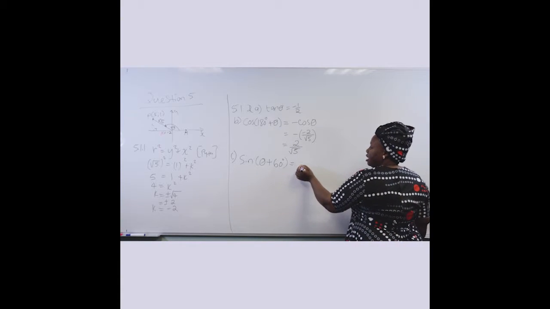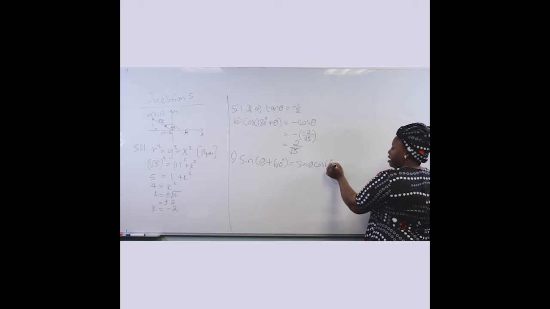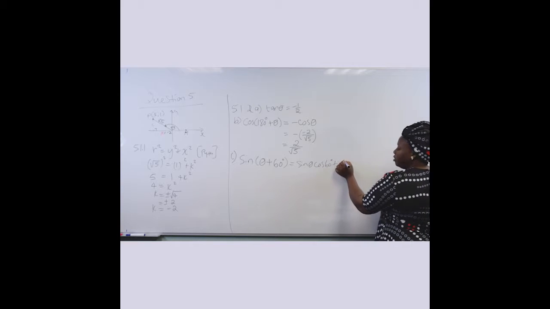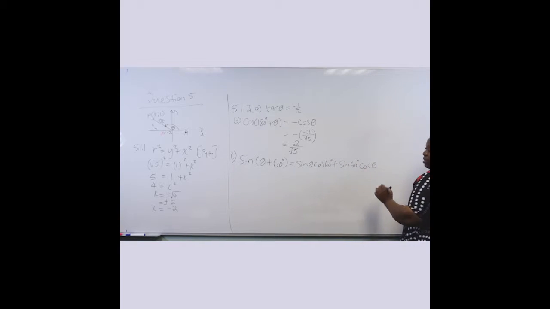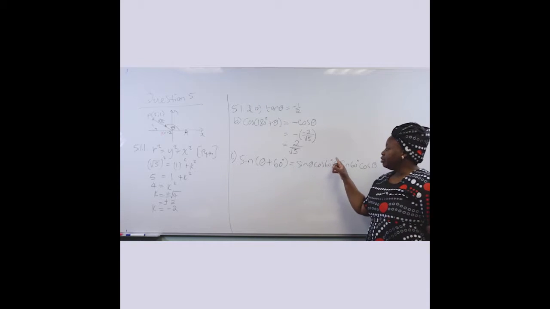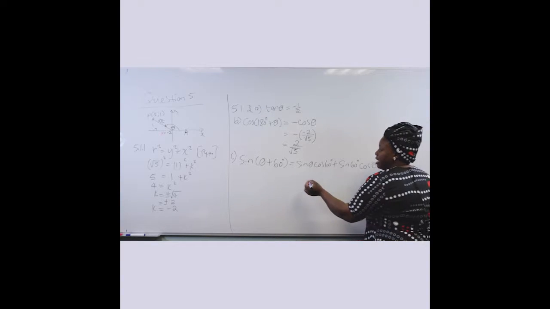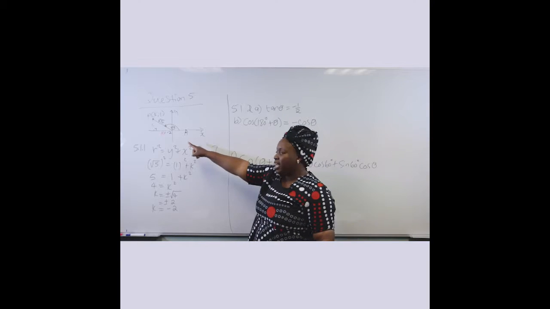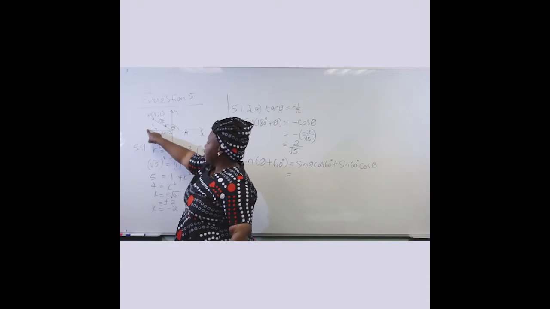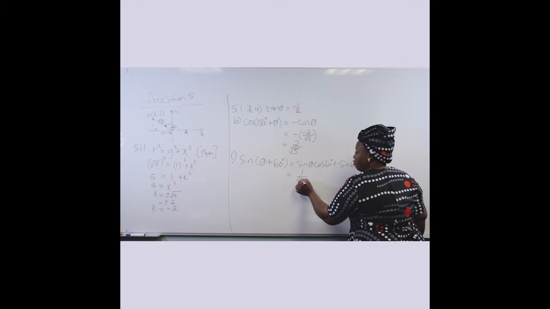So this is going to be sine theta cos 60 plus sine 60 cos theta. That is your expansion. You need to bear in mind that the expansion for sine does not change the sign, but it changes the ratios, and that's what it does. Now you can deal with this one, because sine theta, therefore, you have it there. Sine theta, it is opposite over hypotenuse. So it's going to be 1 divided by root 5.